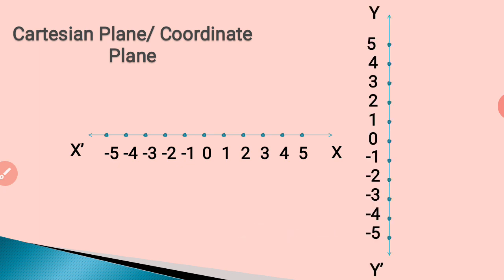Similarly, we can have a vertical line also. You have a 0 somewhere in between. Above it you have the positive numbers, that is the positive y-axis, and below 0 you have the negative part, that is the negative y-axis. Y-axis is always a vertical one.